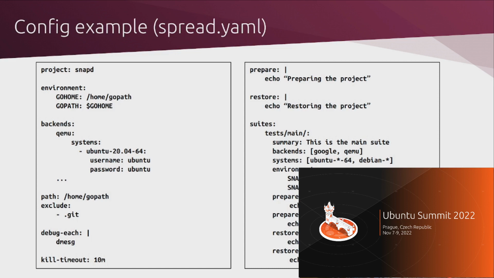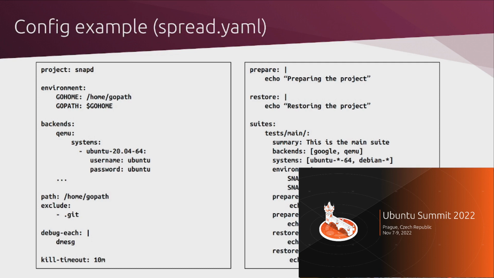And then we have the prepare and restore section, where you define how to prepare and restore a project, but the same can be done for a test suite. So you have the test suite called main, and you can define how to prepare it and restore it. For example, in snapd, we build snapd when we prepare the project, then we install it when we prepare the suite, and we remove it when we finish the suite. And we do the same for all the suites we have.